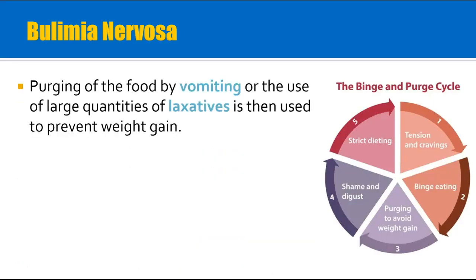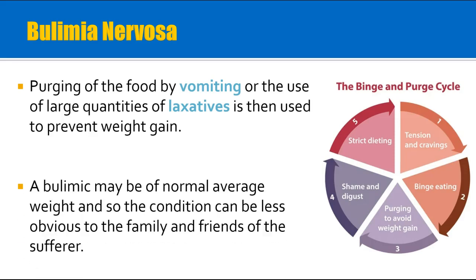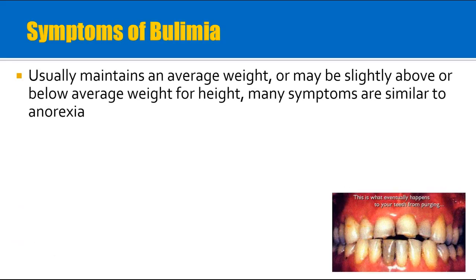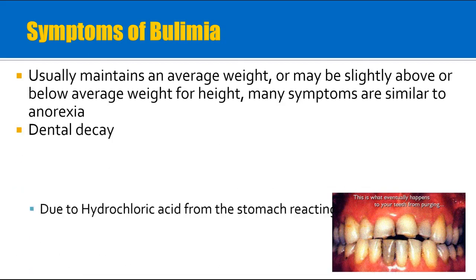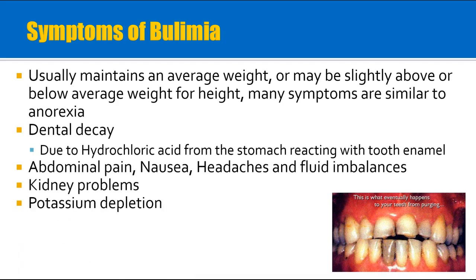and they might use vomiting or laxatives to prevent weight gain. And usually a person that is bulimic will be of normal or average weight, so it's less obvious for people to work out if someone is bulimic. So some of the symptoms of bulimia include dental decay, abdominal pain, nausea, headaches, and fluid imbalances, kidney problems, potassium depletion, particularly if laxatives are used.